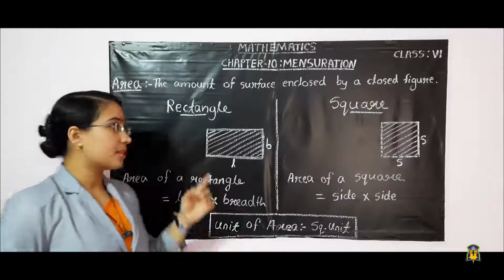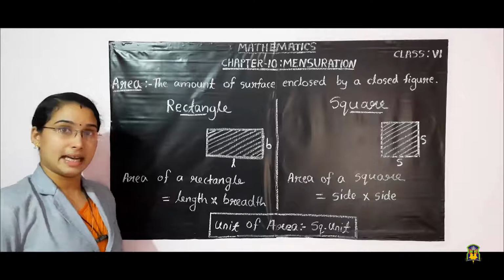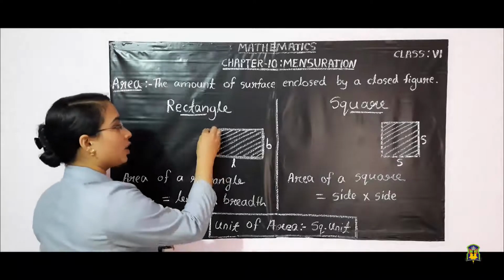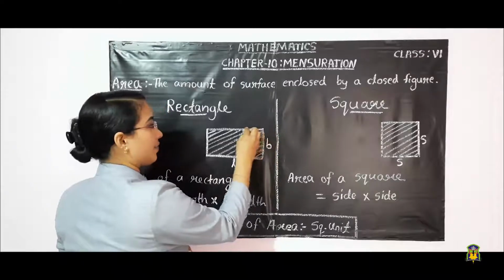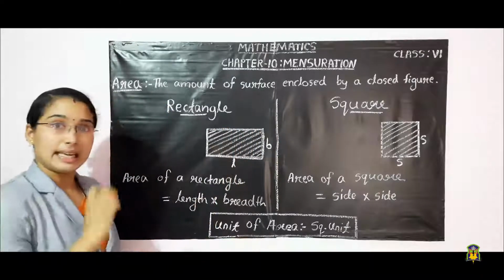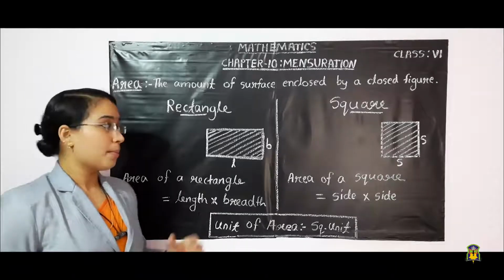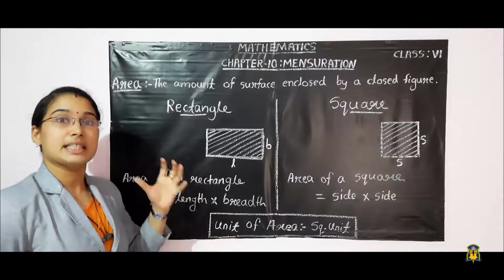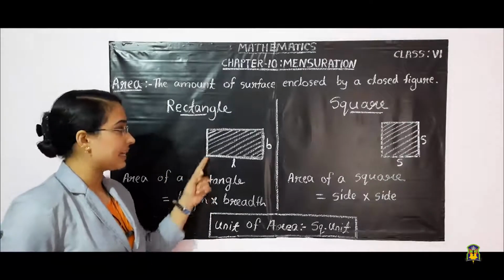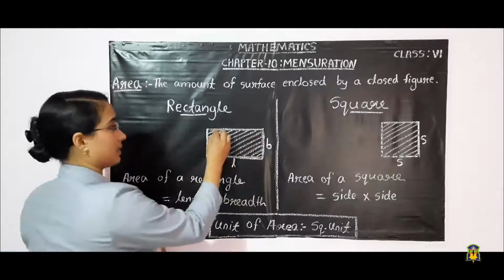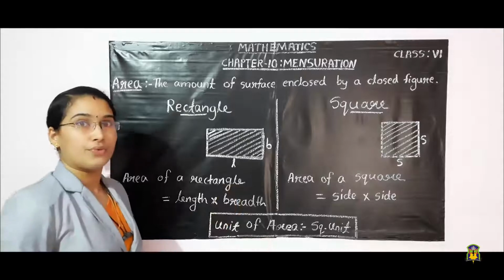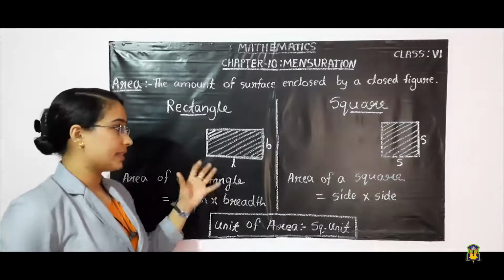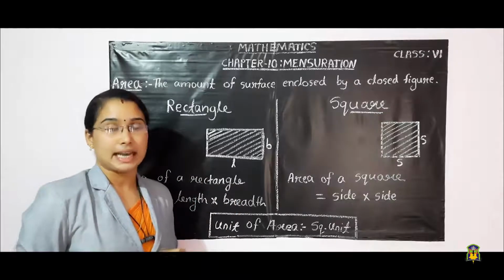Okay. So what is the difference between perimeter and area? Perimeter is the total length of the boundary of a closed figure. But area means the space occupied inside the boundary of a closed figure. So this is the difference between perimeter and area.